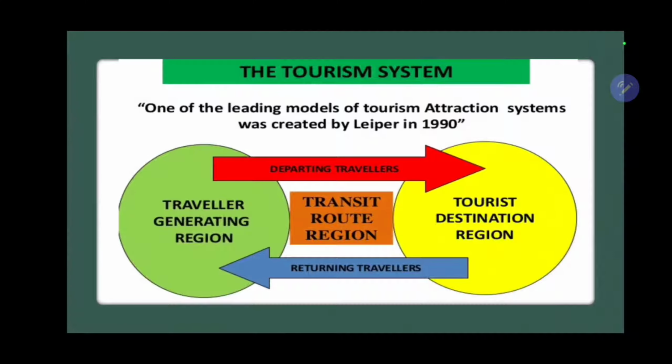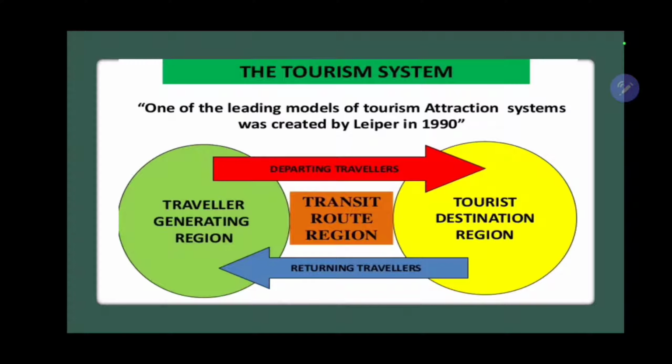Now, we're kicking things off with looking at the Leiper model of the tourism system. Now, this is one of the leading models of the tourism attraction system, and it was created by him in 1990, and it is still relevant today. Now, the first component is the traveler generating region, right? And as the name suggests, that key term generating would suggest that this is where the travelers are coming from, right?